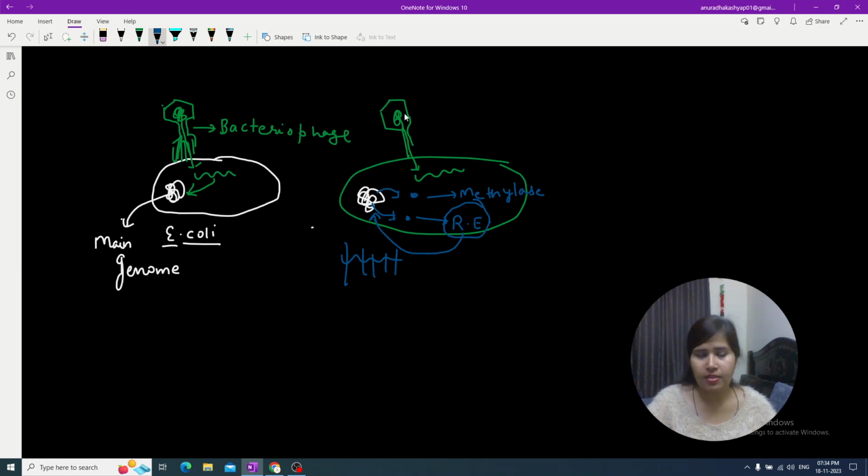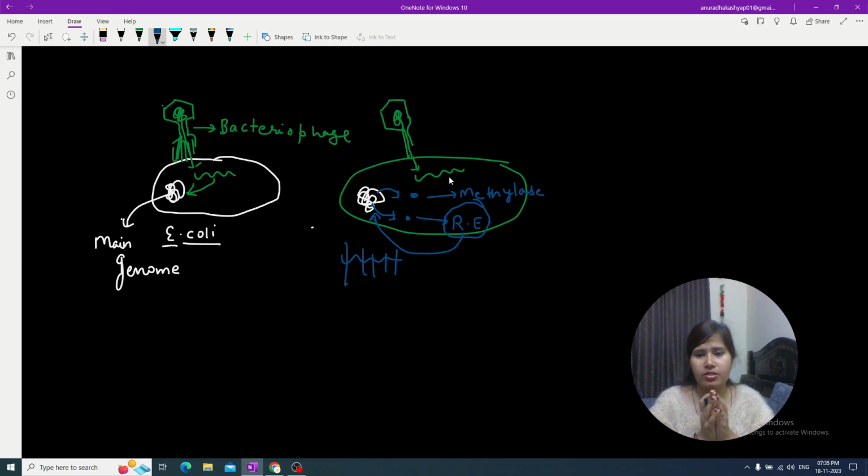As the bacteriophage DNA comes inside the prokaryote, this restriction endonuclease goes over the bacteriophage genome and scans the DNA. What will it do? Restriction endonuclease will scan the DNA of the bacteriophage and find a palindromic sequence. Now, what is a palindromic sequence? I am going to show you in the presentation. Restriction endonuclease first of all scans the complete DNA of the bacteriophage and then finds a site which is a palindromic sequence, and this sequence is known as the recognition sequence.